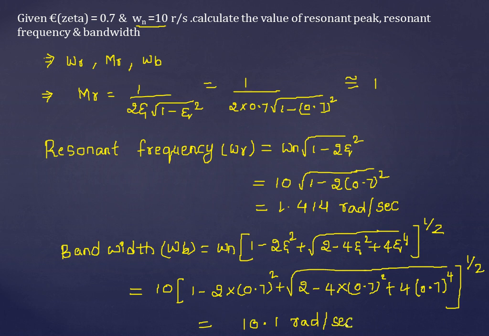This is a very simple problem. If you remember the formulas, then you will get the values. The formula for the resonant peak is 1 by 2 zeta square root of 1 minus zeta square. The formula for the resonant frequency is omega r equal to omega n square root of 1 minus 2 zeta square, and the formula for the bandwidth is omega b equal to omega n times 1 minus 2 zeta square plus square root of 2 minus 4 zeta square plus 4 zeta power 4, whole power 1 by 2.